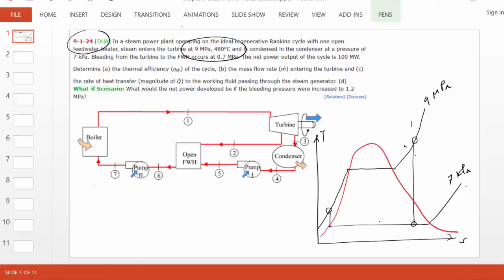However, bleeding from the turbine to the feed water occurs at 0.7 MPa. So at some intermediate pressure, some steam is bled from the turbine. So let's say this is where 0.7 MPa line is. So this would be our state 2.